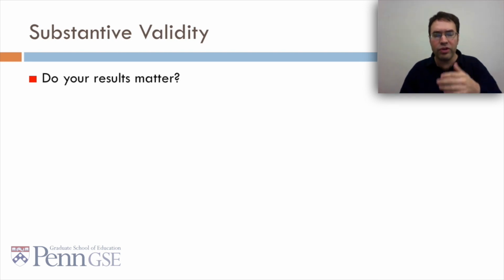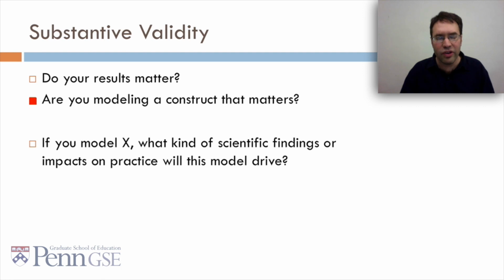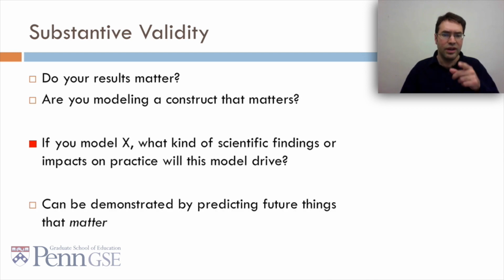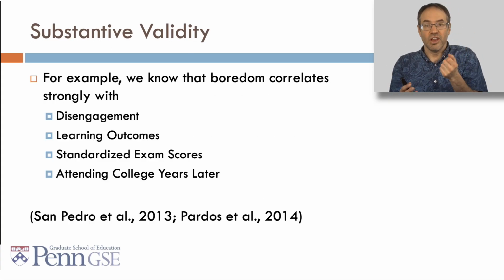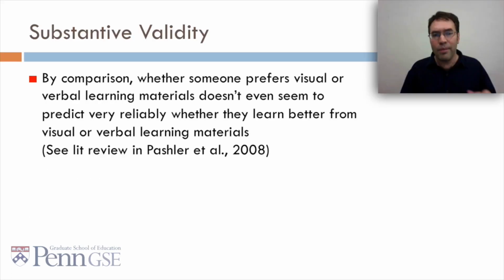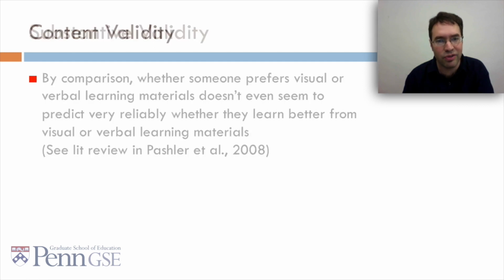Substantive validity. Do your results matter? Are you modeling a construct that actually matters? If you model X, what kind of scientific findings or impact on practice is this model actually going to drive? This can be demonstrated by predicting future things that we all agree matter. For example, we know that boredom correlates strongly with a lot of things: disengagement, learning outcomes, standardized exam scores, and even attending college years later. By comparison, whether someone prefers visual or verbal learning materials doesn't even seem to predict very reliably whether they learn better from visual or verbal learning materials. So maybe this is not something that we consider to have high substantive validity at the moment.